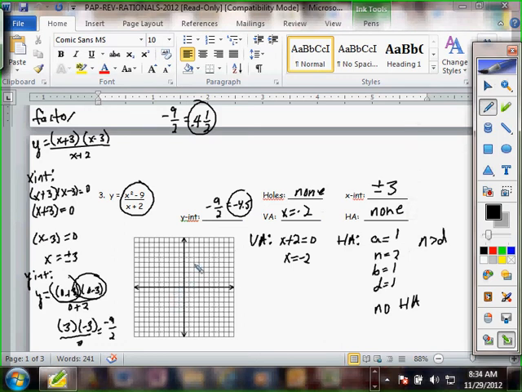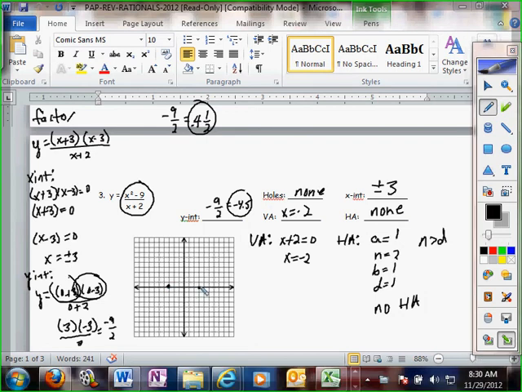Alright, let's graph it. No holes. I have x-intercepts at -3 and +3. I have a y-intercept at -4.5. I have a vertical asymptote at x equals -2. And there's no horizontal asymptote. So how do I do this? Well, looking at these 2 points right here, the x-intercept on the positive side and the y-intercept, it looks like it would be a straight line.